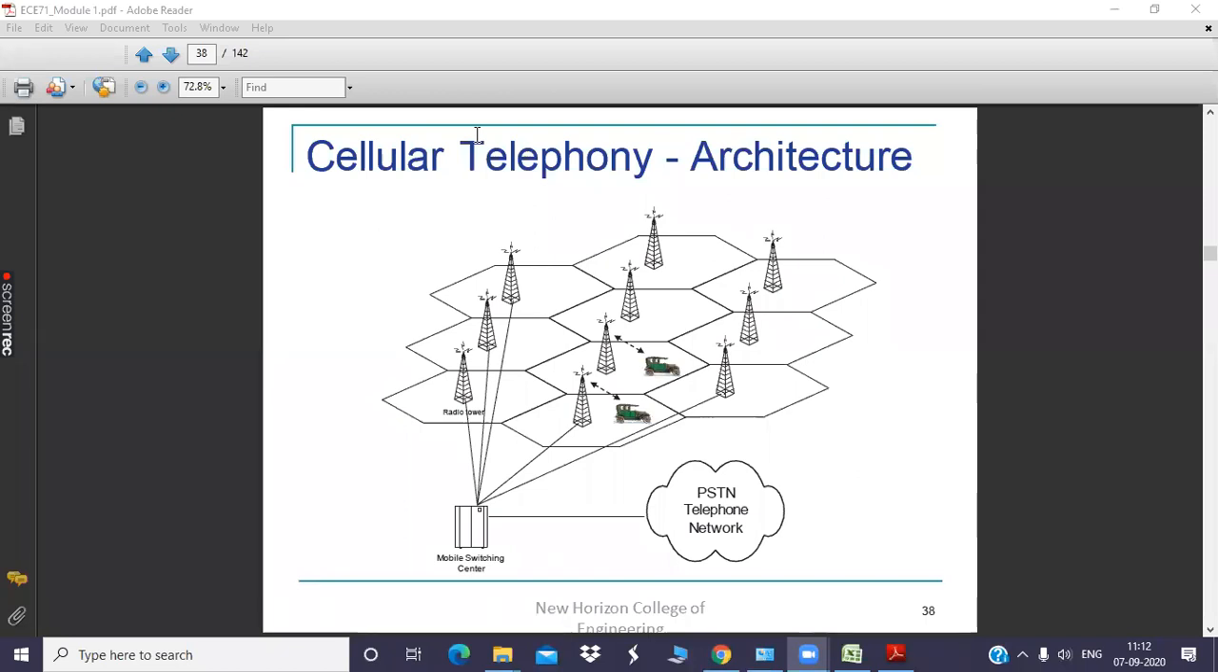So now we'll discuss the cellular telephony architecture, followed by how the call is established between the PSTN network and the cellular network. As you can see here, we have a cellular architecture, and here we have a PSTN network. Both these systems are interconnected by using an MSC, that is the mobile switching center, which is responsible for connecting the channels between the PSTN and the cellular system. Why the name cellular system?